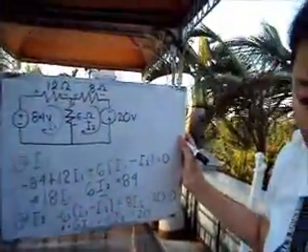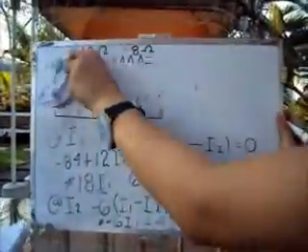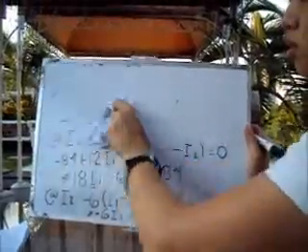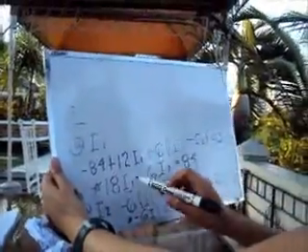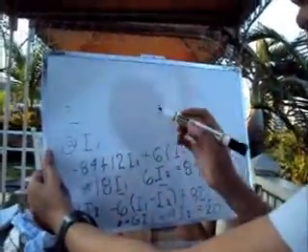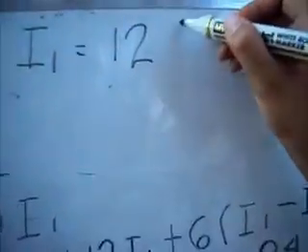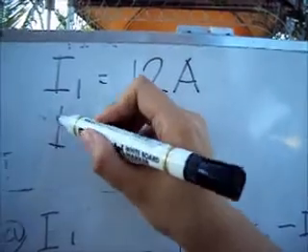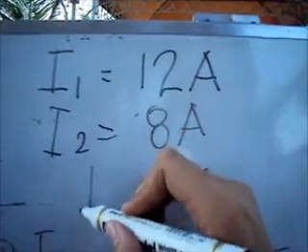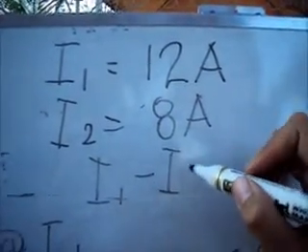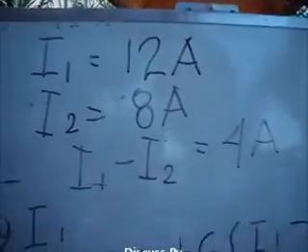So we will equate the two equations so that we will get the answer. After equating these two, we will now get I1 is 12 amperes. I2 will now be 8 amperes, while I1 minus I2 will be 4 amperes. So these are the answers to our question.